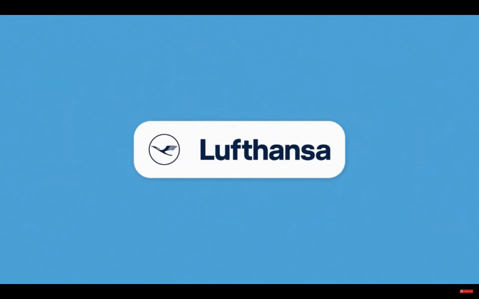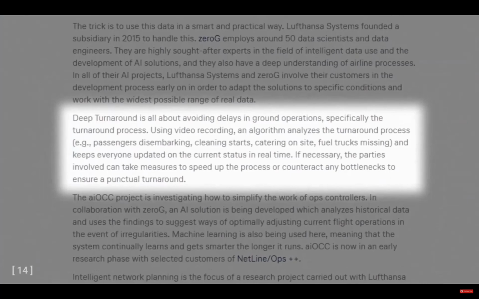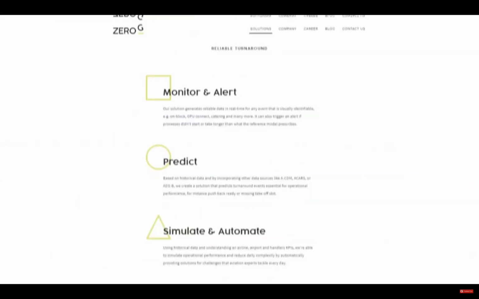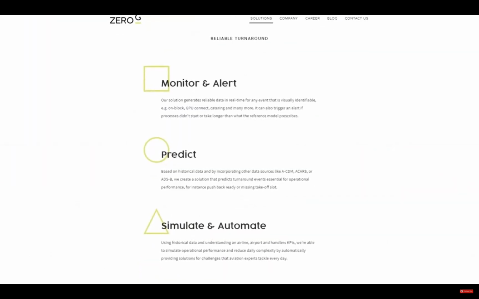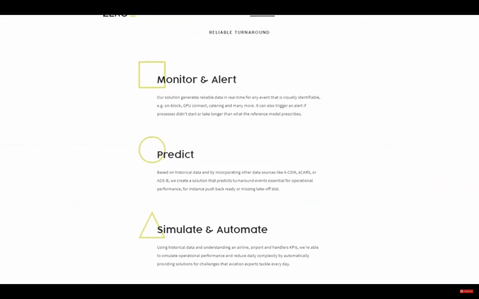Lufthansa Systems addresses the same problem with its deep turnaround solution. The IT service provider for the aviation industry opened its subsidiary, Zero G, to work on its AI initiatives. The solution also analyzes video data and updates users on what's going on during airplane services in real time.